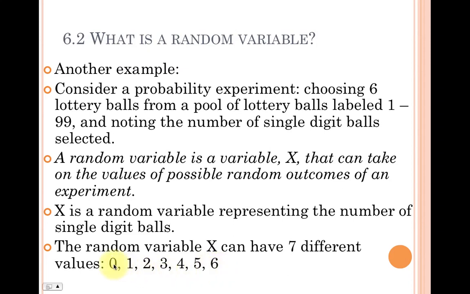So the possible values for x are 0, 1, 2, 3, 4, 5, and 6. So we say x equals 0, 1, 2, 3, 4, 5, and 6. It's the number of balls that have single digits on them when you're picking 6 lottery balls from a pool of balls labeled 1 to 99.